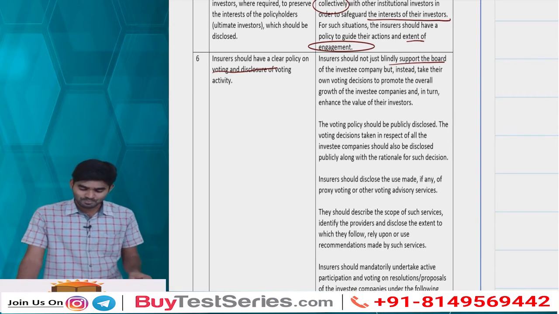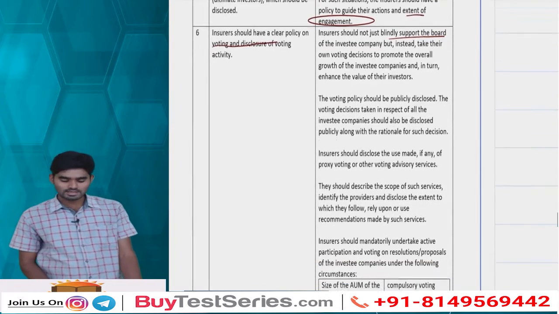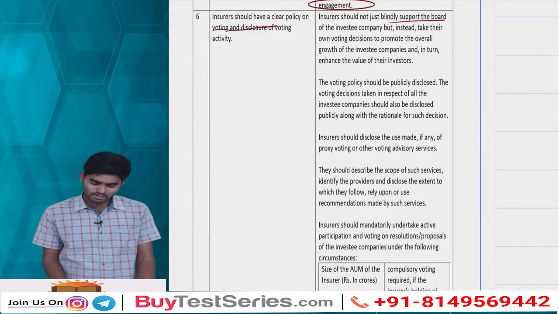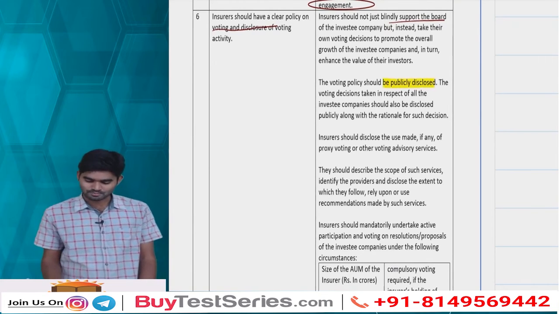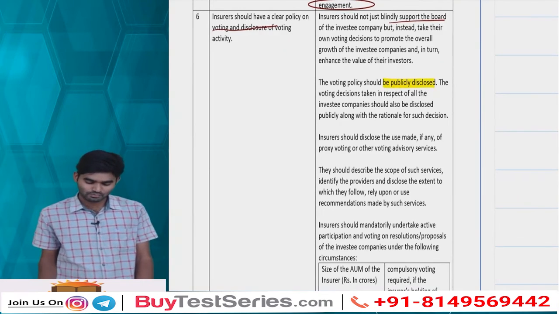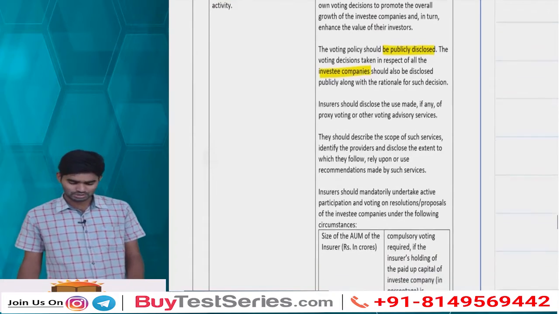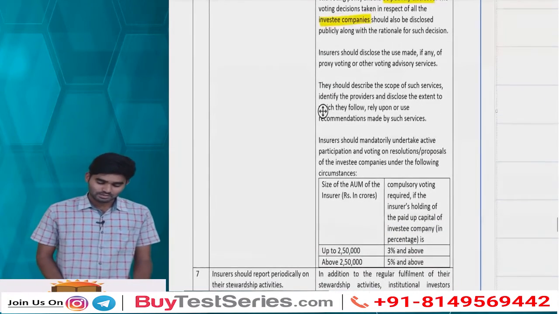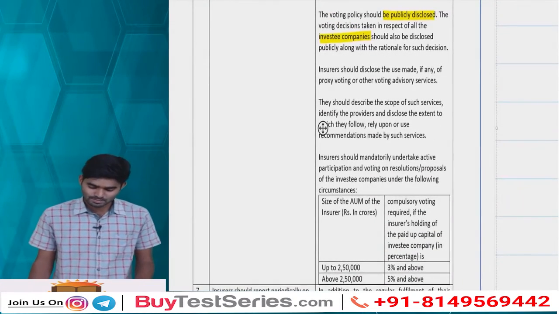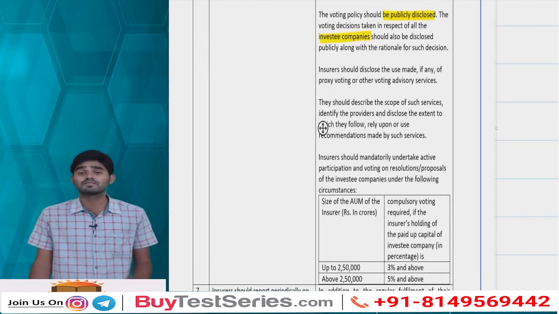Clear, everyone? So insurers should not just blindly support the board, rather take their own decision making to promote the overall growth of the investee companies, whereby it enhances the value of their investors. The voting policy should be publicly disclosed. The voting decision taken in respect of the investee companies should also be disclosed publicly along with the rationale for such decision. Then insurers should disclose the use made, if any, of the proxy voting or the other advisory services.